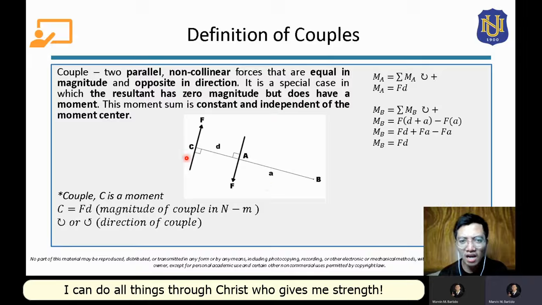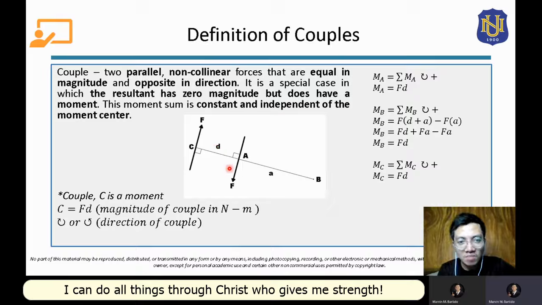So let's say we take the moment at point C. Supposedly it should give us the same magnitude and direction of moment. So it should be FD and it should be clockwise. Let's check if it will give that answer if we take moment at point C. Taking moment at point C, it will just be the summation of all the forces that have moment at point C. Clockwise will be the positive assumption of rotation.